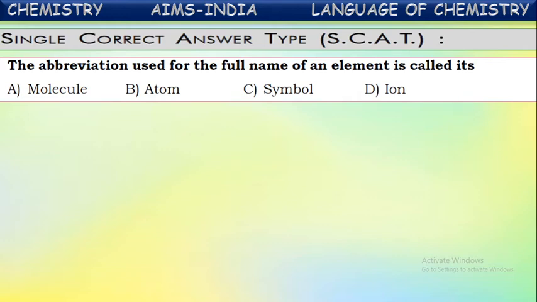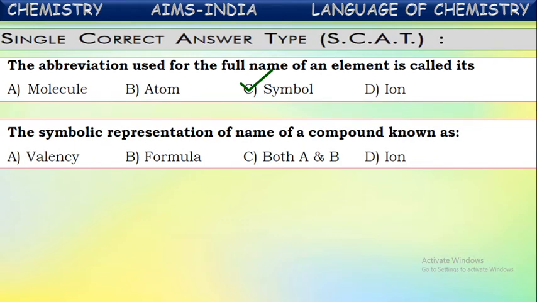The abbreviation used for the full name of an element is called. What is it called? The abbreviation or the shortcut which is used to name an element in chemical reactions and equations. The shorthand representation of the element name is called symbol. The simplest form or the abbreviation of the name of an element is called its symbol. To make it easier and more convenient, scientists have suggested symbols for the elements instead of writing the complete name of that element in chemical reaction equations. Okay, it is symbol.